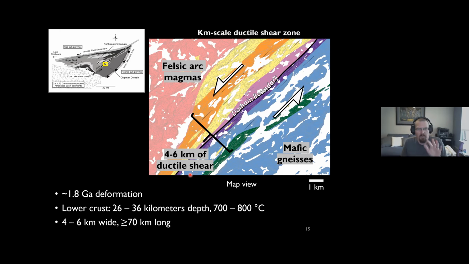And it's about 1 Ga, so it's long dead since it stopped deforming. It's been clocked in at about 26 to 36, 38 kilometers depth based on petrology. And it was pretty hot when it was deforming, 700, 800 degrees, which is great because the hotter you get, the more ductile everything gets.